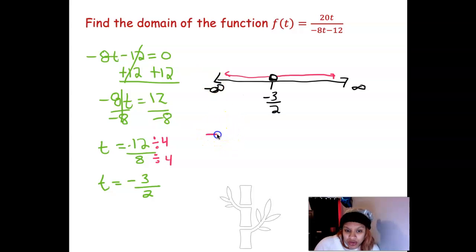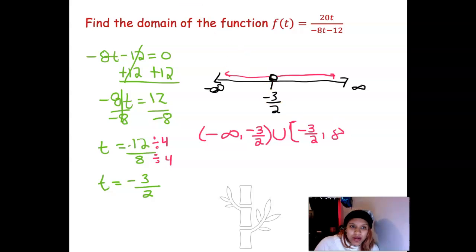So your interval notation will go from negative infinity to negative 3 over 2, with parentheses on both sides. Infinities always get parentheses, and the open dot always gets a parenthesis. I'm going to use the symbol for union to connect both intervals. And then I go from negative 3 over 2 to positive infinity. So this tells me that everything is good except negative 3 over 2.